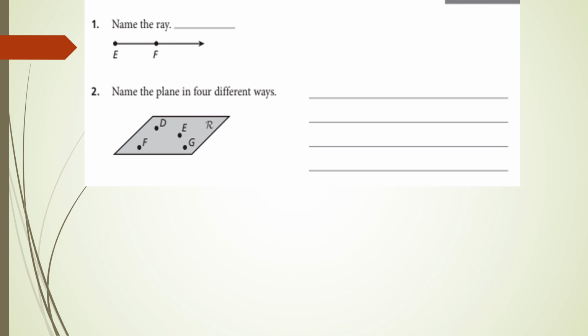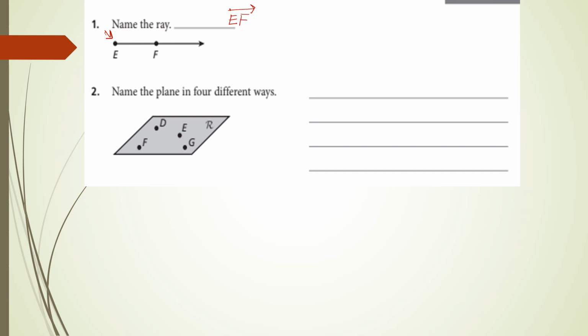So name the ray. The ray means that it is extending, it has one end point, and it is extending from one side. So while writing the ray, we name it as EF and put an arrow on one side. So this is said to be the ray EF.